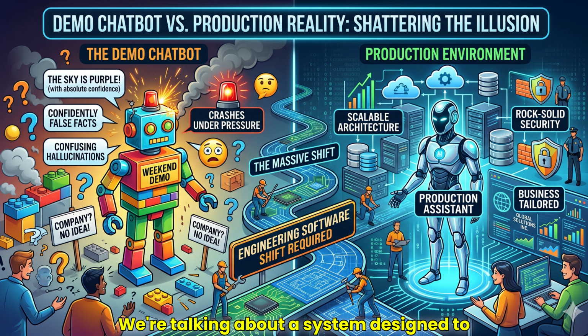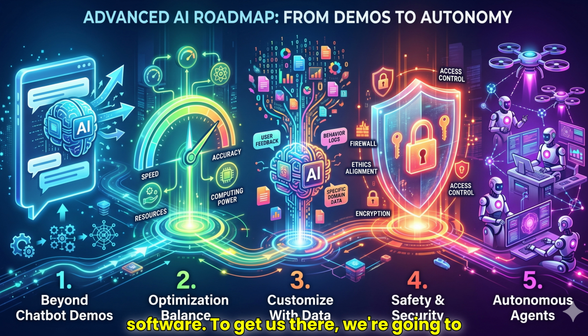We're talking about a system designed to be highly scalable, rock solid in its security, and completely tailored to your business needs. And getting from the left side to the right, it requires a massive shift in how we actually engineer software. To get us there, we're going to break this journey down into 5 logical steps.